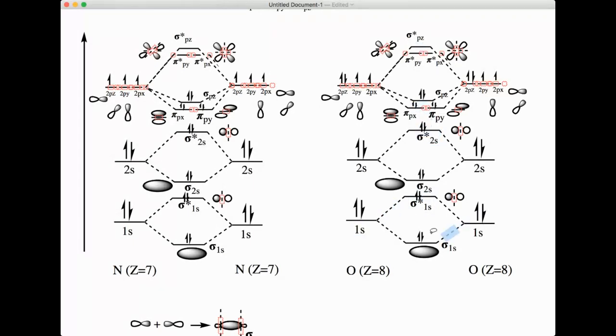So 1s and 1s produce 2, 1 bonding and 1 antibonding. 2s and 2s produce 2, 1 bonding and 1 antibonding. 2p and 2p will produce 6 molecular orbitals, 3 bonding and 3 antibonding, okay? And the same, 2 will be pi, 1 will be sigma, so nothing really changes.